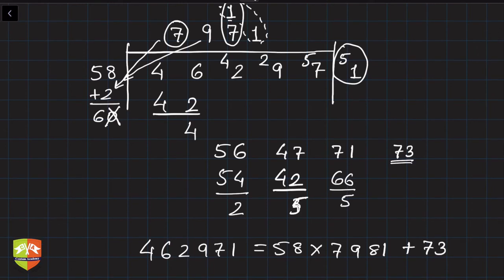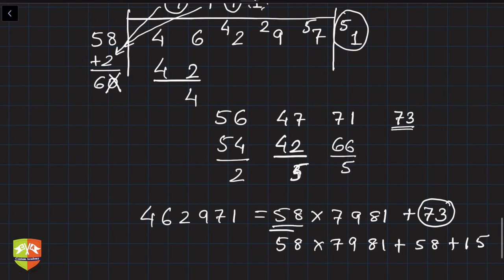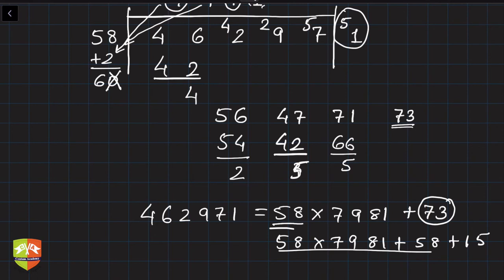But you see, this 73 is more than the divisor 58. So can I not draw 58 from there? So this is 58 into 7981 plus 58 plus 15. Yep. Can I say that? So hence this is nothing but 58 into 7982 plus 15. So this is the last process. So what is the quotient? 7982, remainder is 15. Okay.